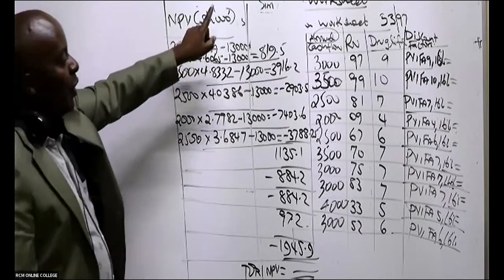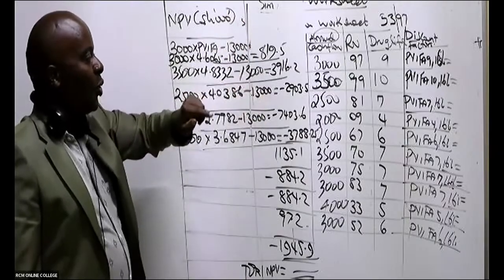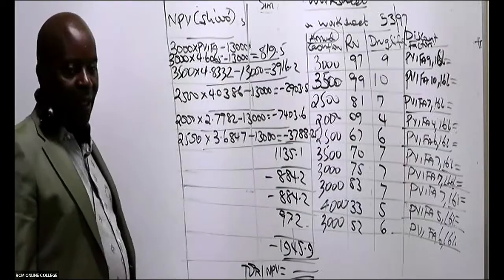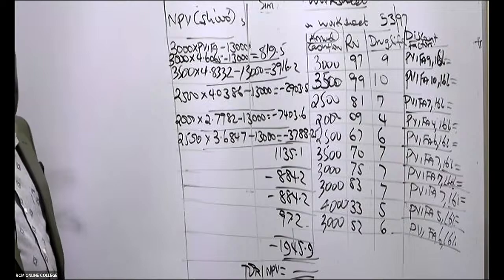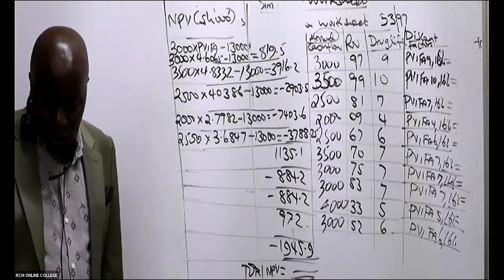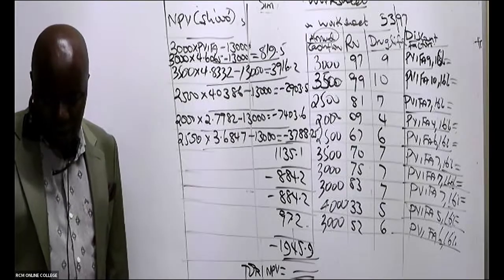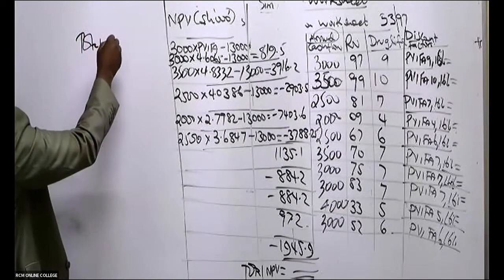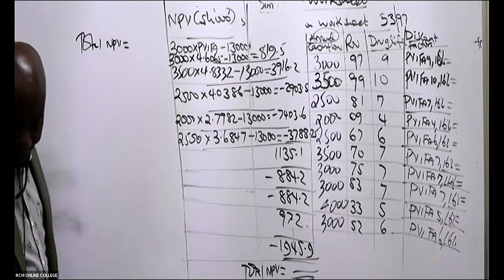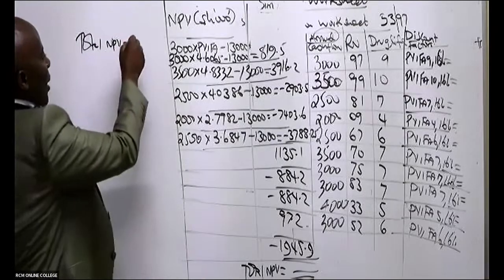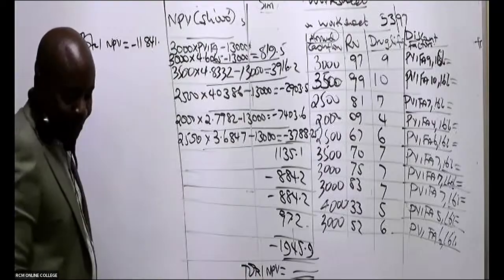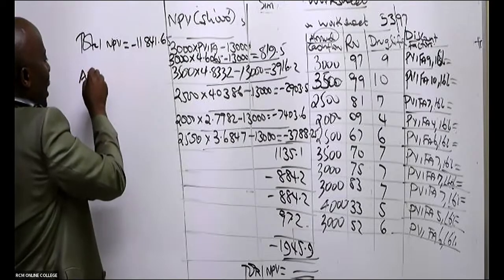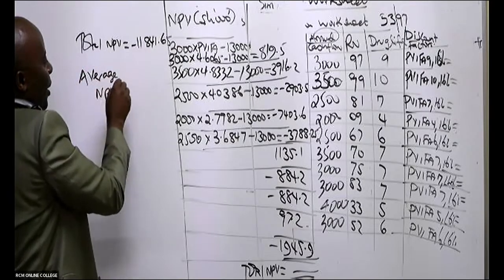So this is 819.5 plus 3916.2 minus this 2903.5 minus this, minus that, plus that, minus that, minus that, plus that, minus that. You give me the total net present value. According to this ninja called Lincoln, I don't know whether somebody else is able to confirm the same, the total NPV will be negative 11,841.65.